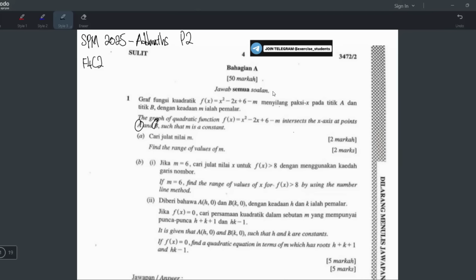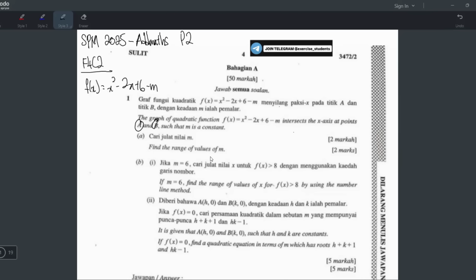First thing first, the function that they give us here is not complete, so I'm going to do my working here. Let's write down the information first. f(x) equals x squared minus 2x plus 6 minus m. This is already in general form, you can see the a, b, c clearly, everything is arranged nicely, but it's not complete. Why I say that is because the m value we don't know. So ini tak lengkap lah. Equation ni tak lengkap, function ni tak lengkap.